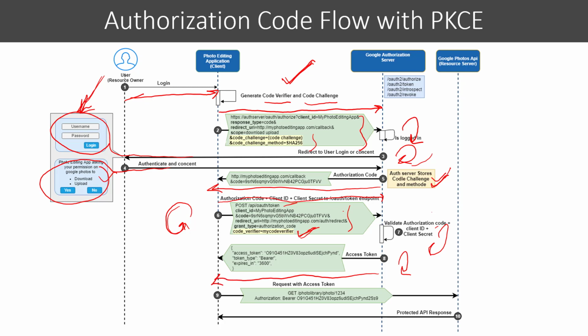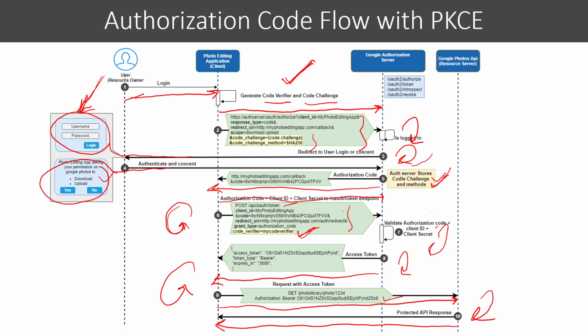As the client application has the access token, it can make the protected API call. The client application makes a call to the protected API with the access token as an authorization header in the request. The resource server verifies the access token. On successful verification, the resource server sends a response back to the client application.